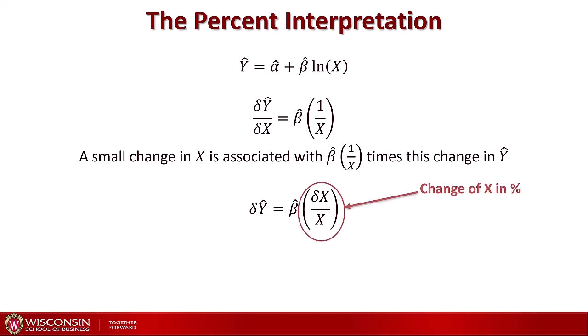This part here can be interpreted as a percentage change. For instance, if the change is 1 but x is already 100, so it goes from 100 to 101, then we have 1 over 100, it's a 1% change in x. So the interpretation will be that the small change in y is beta times the percentage change in x.